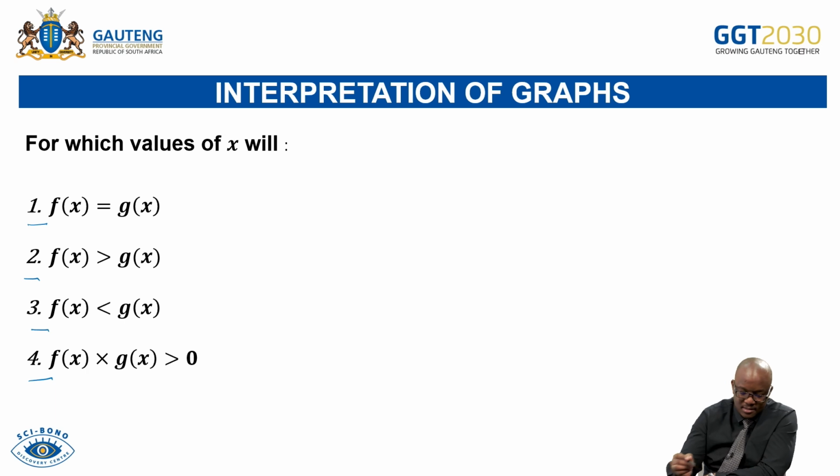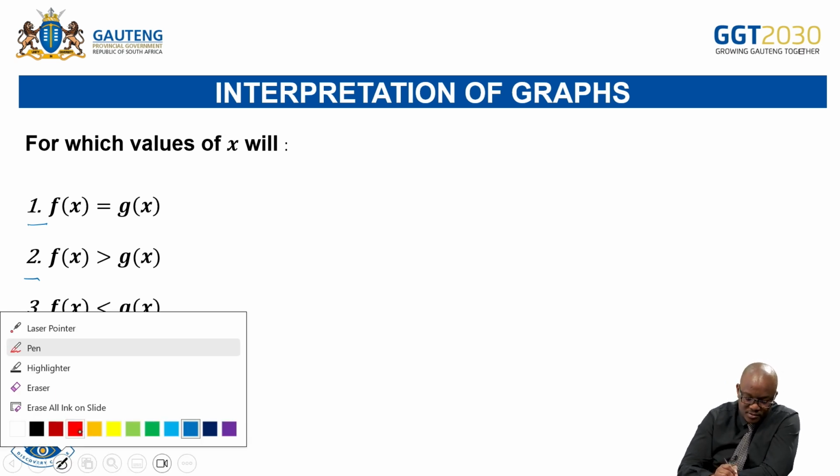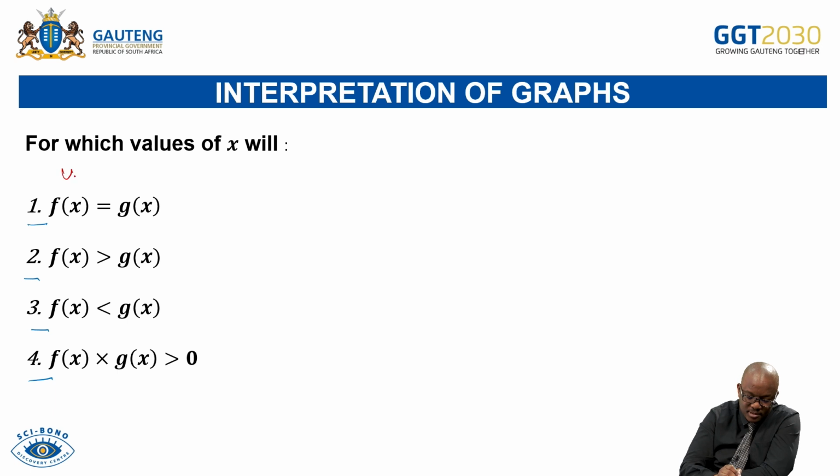So in this case, we know that when they are talking about f(x), all these things, they are y values. All of them are y values.